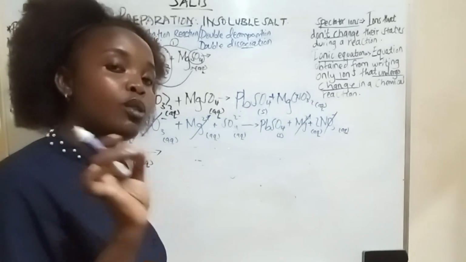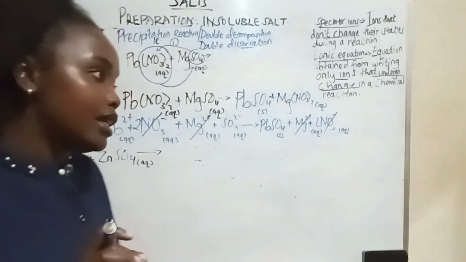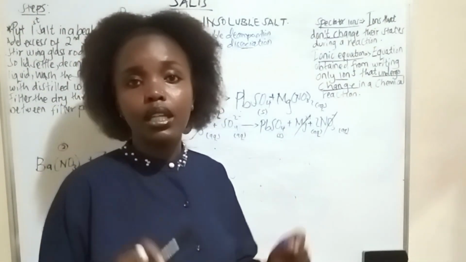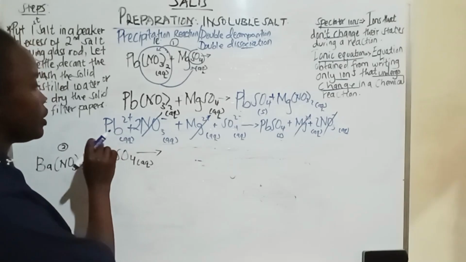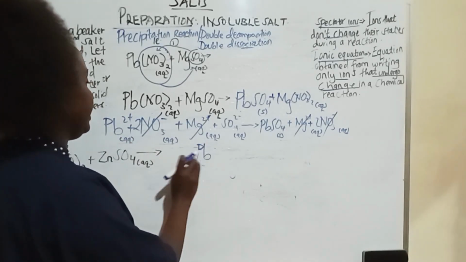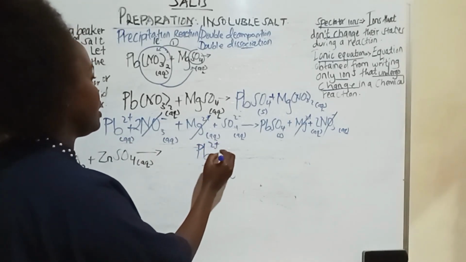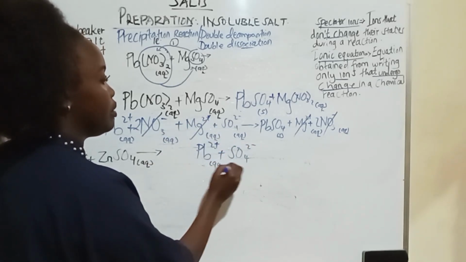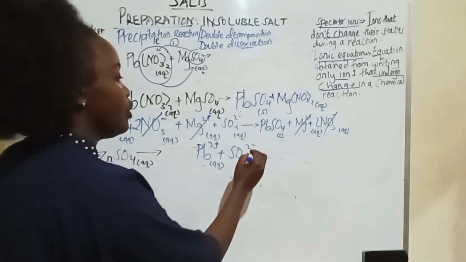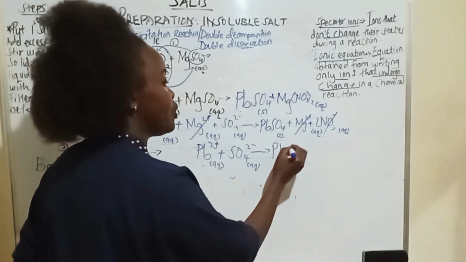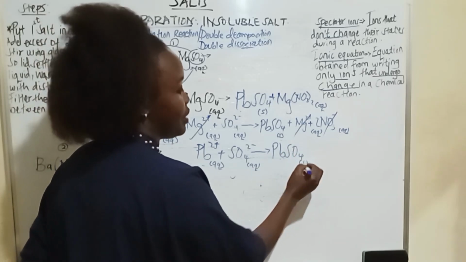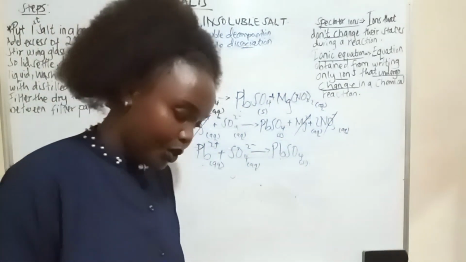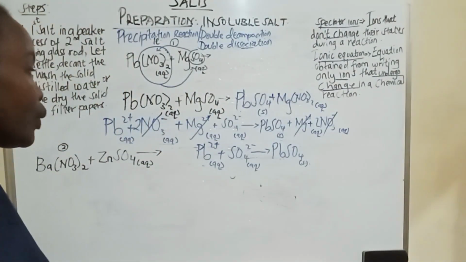And now we remain with the ions that took part in our chemical reaction, and that is going to give us the ionic equation. So we are going to write lead ions reacting with the sulfate ions to give you your insoluble salt, which is lead 2 sulfate. And this is our ionic equation. So that is how you write an ionic equation.